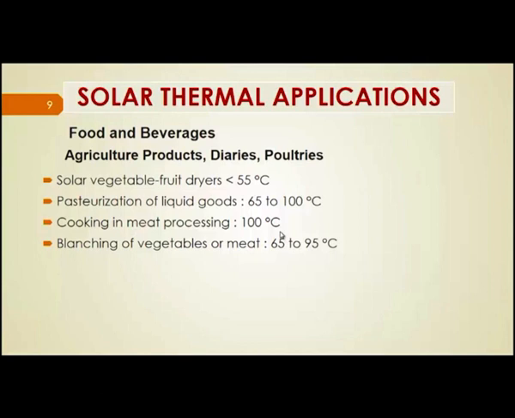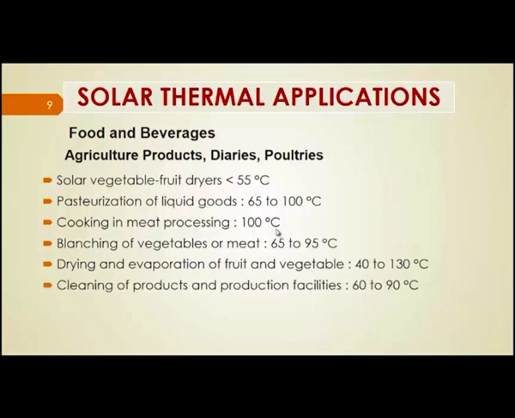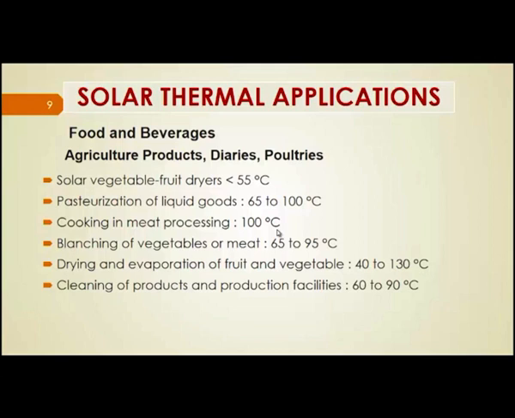The water content of the fruits and vegetables can be removed at between 40 to 130 degrees centigrade, along with cleaning of products and production facilities. The germs living in the food products are destroyed by heating to around 60 to 90 degrees centigrade. These are the different temperatures used for food and beverages, and these processes are applied to agricultural products, dairies and poultries.